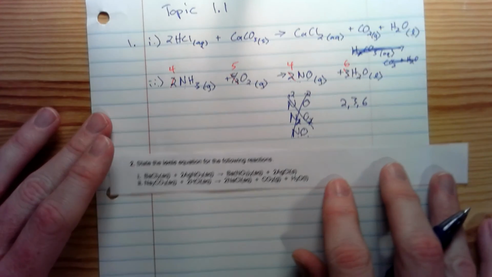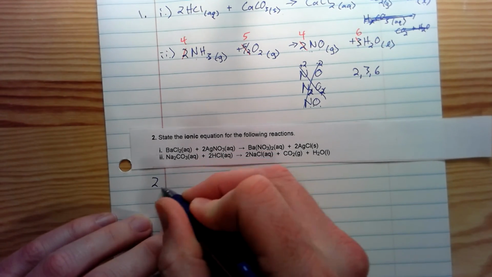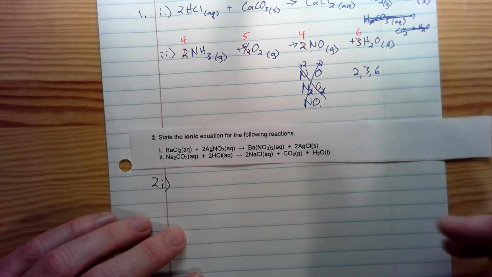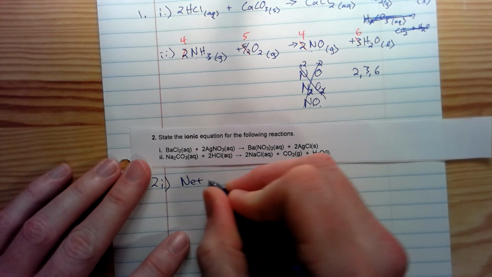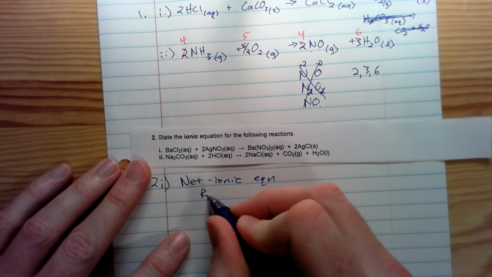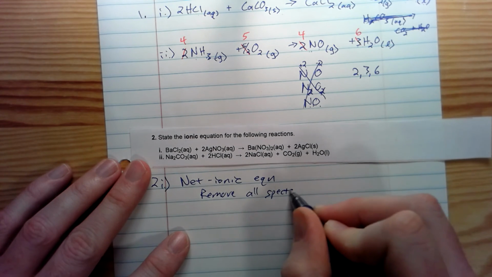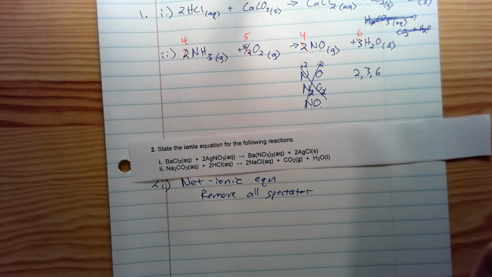All right, number 2. Now it says to state the ionic equation for the following reactions. Now I do not recall us actually going over this once, but I do go over it for my AP students. So when it's talking about the ionic equation, it's talking about the net ionic equation, which means that we are going to remove all spectators. You may have come up with this when we went through our redox unit. I talked about spectator ions, which are the ones that don't really matter in the reaction.